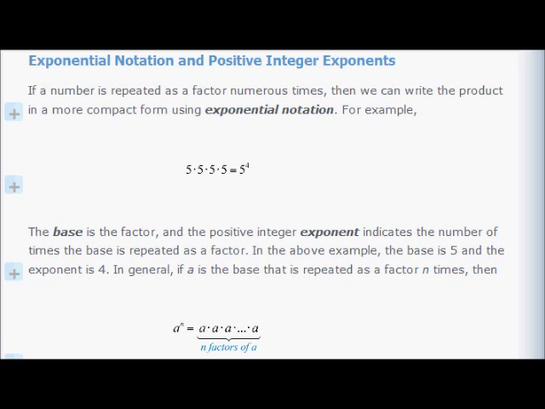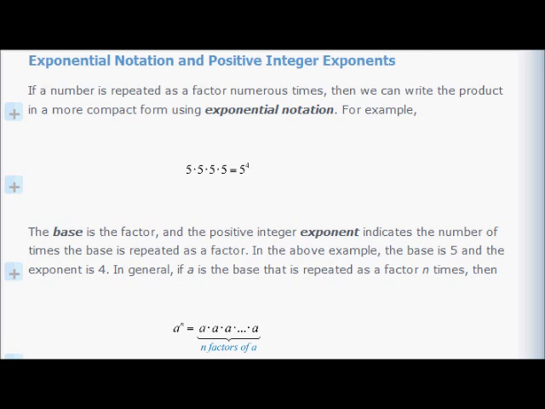Well, not being multiplied by itself that many times, but that's how many factors there are that are all equal to 5. The base is the factor, and the positive integer is the exponent. That exponent indicates the number of times the base is repeated as a factor. So, base 5, exponent 4, 5 to the fourth power.